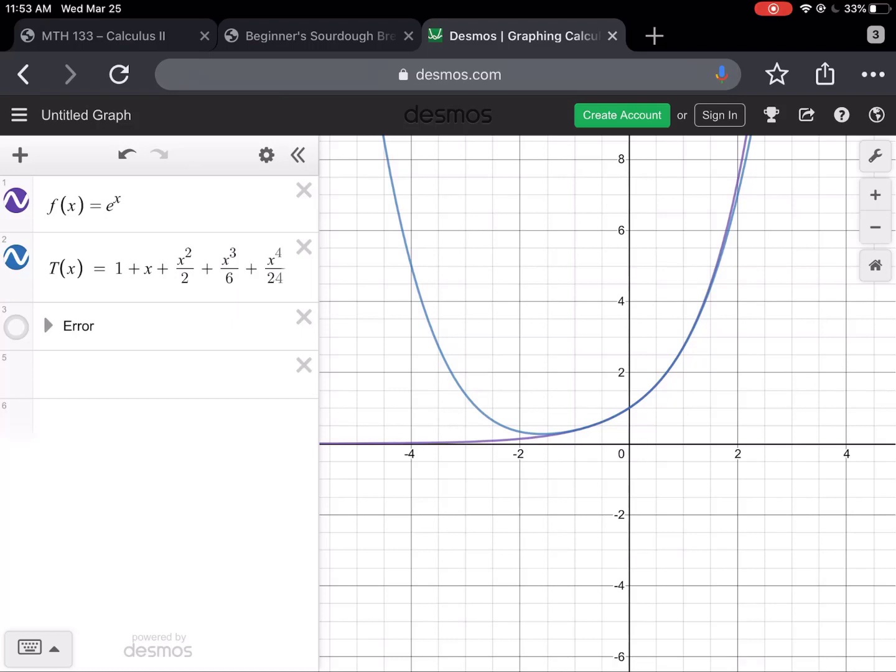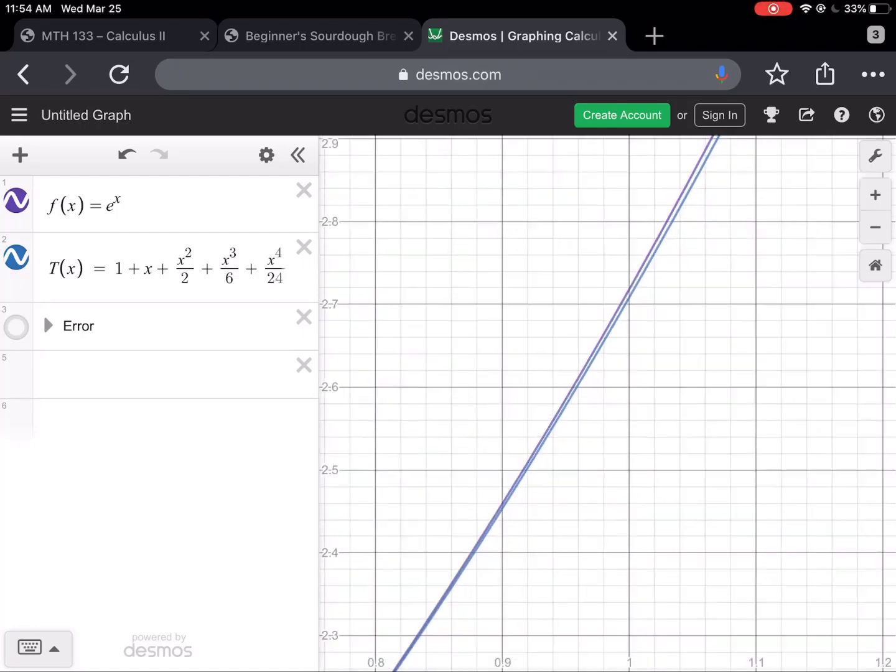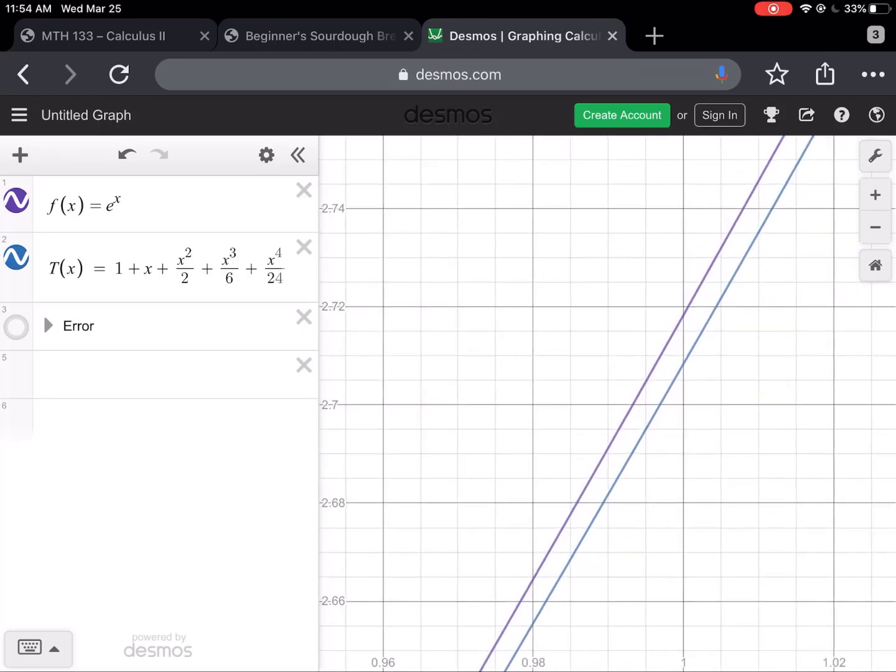Notice that I haven't plugged in 1 everywhere I see an x yet, so this is actually approximating the full polynomial. And of course, we're very interested in e itself. So I would want to zoom in around 1 here and see how these things differ. Notice both of them are around 2.72, a little bit shy of that, right?